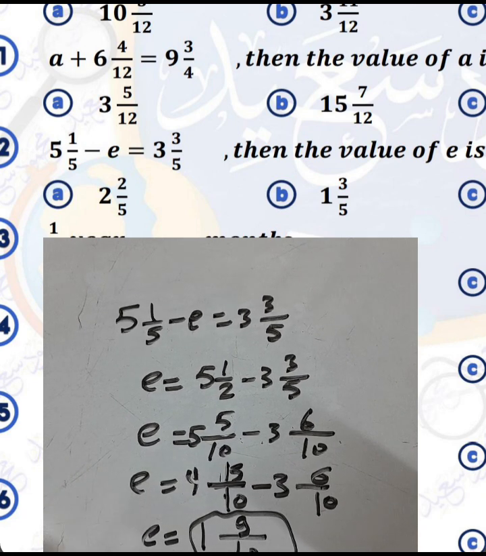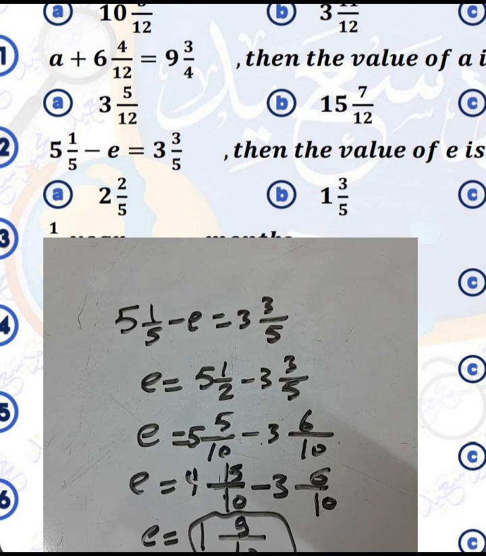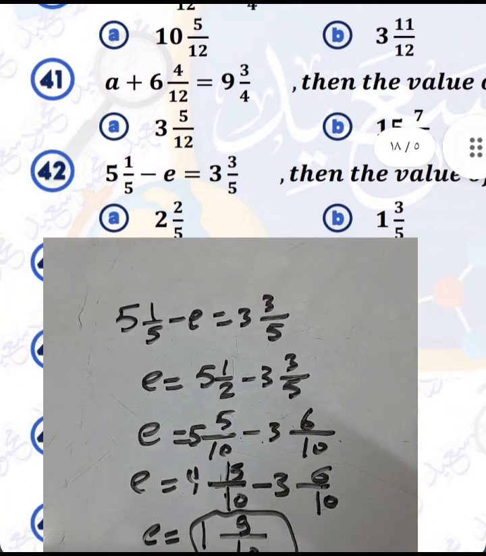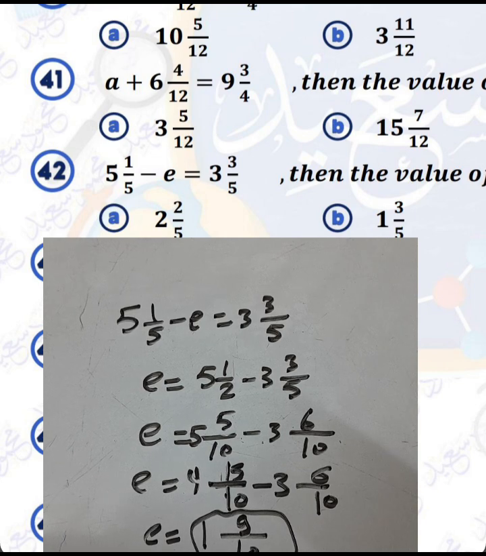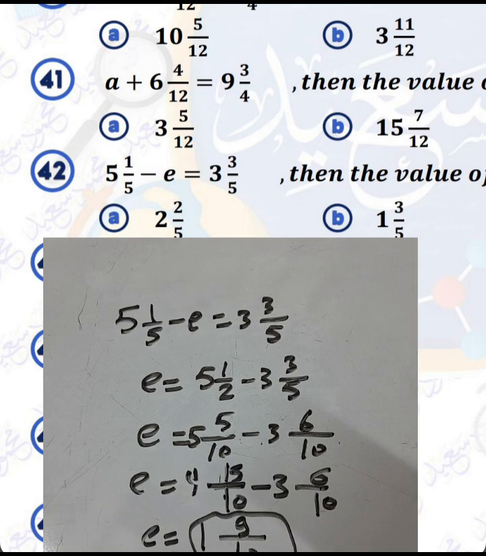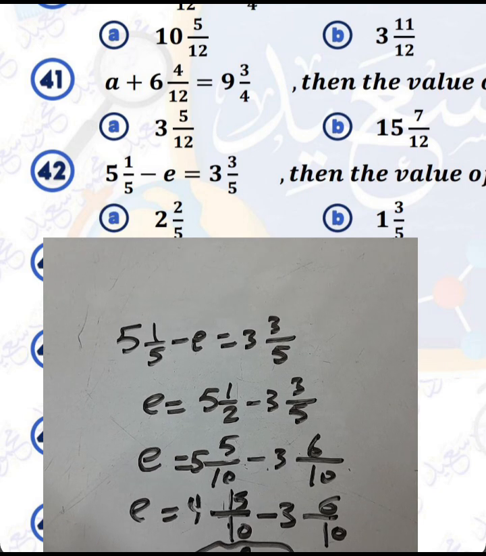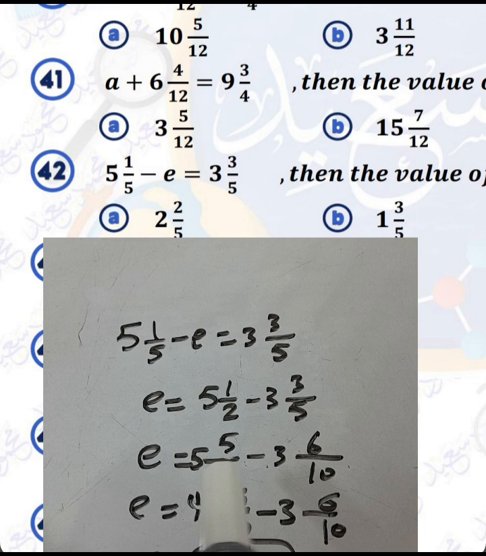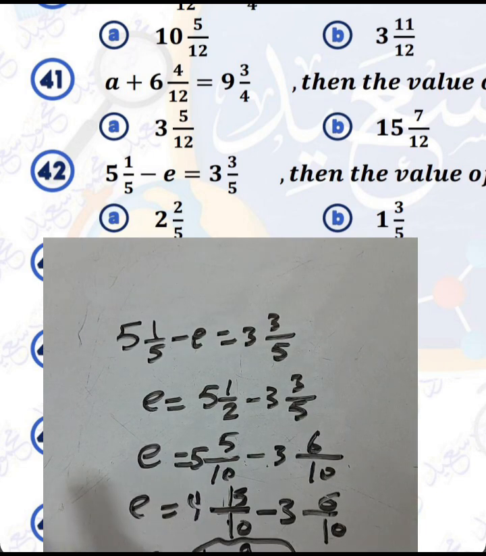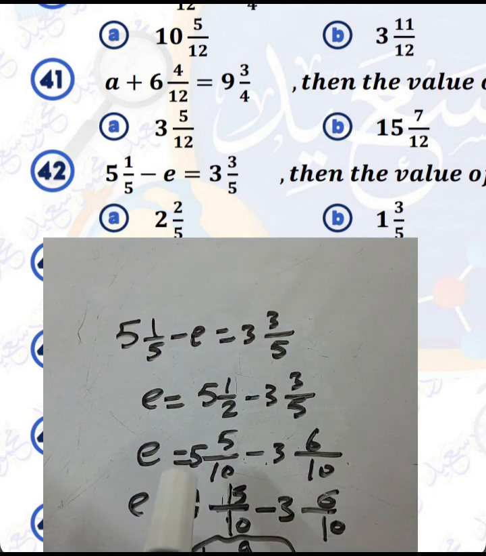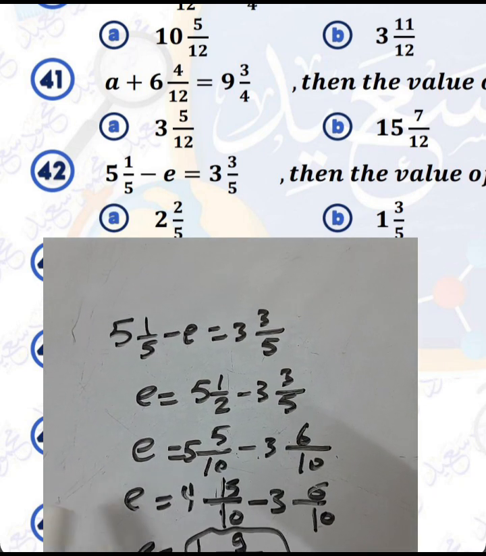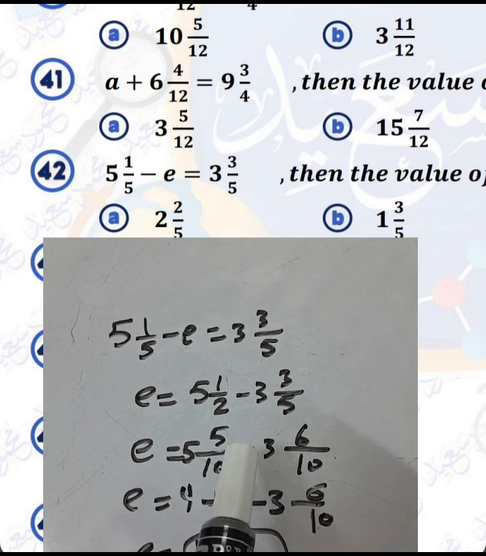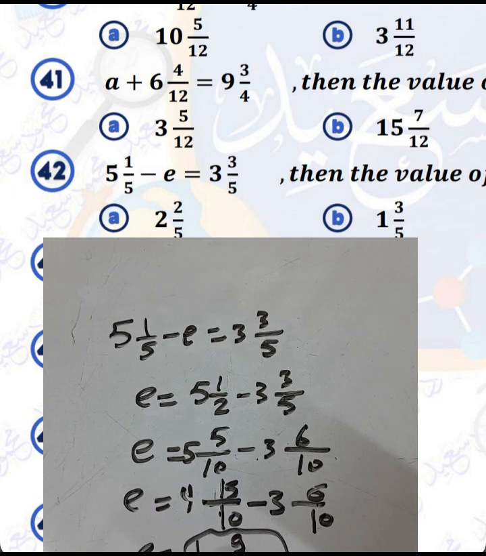Okay, again, this is question number 42. We can write 5 and 1 over 5 subtract by 3 and 3 over 5. The least common multiple between them equals 10. 5 times 1 equals 5. 2 times 3 equals 6. 5 minus 6 we can't do. Borrow 1 from 5, it will be 4. And 1 equals 10 over 10 plus 5 over 10, it will be 15 over 10. 15 minus 6 equals 9. And 4 minus 3 equals 1. Then the result will be 1 and 9 over 10.